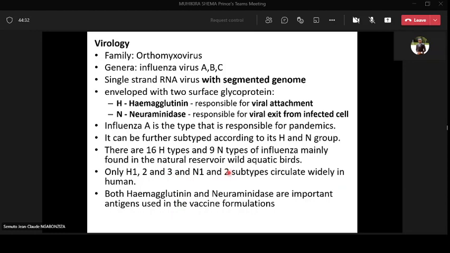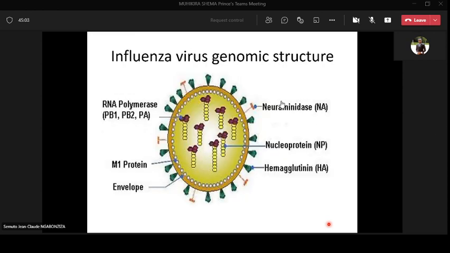Na N1 na 2 subtypes circulated in human. Nukuvuga izindi beyond izi, 16 from 13, is circulating muri animals, birds, and so on. While N as well, only 2 are related to or circulate in human. So both H and N are important antigens used in the vaccine formulation. So they are very useful muri vaccine formulation.